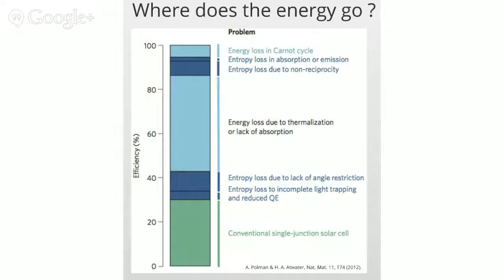The same goes for gallium arsenide cells. Okay. The rest are losses which most likely people don't do anything about. You just live with it. So you can see about 70% of the energy, most people don't do anything to try to grab it. Okay? So today we're going to talk about how to grab it. So let's go through it very quickly. The small bit here is essentially the entropy loss due to incomplete light trapping and reduced quantum efficiency.